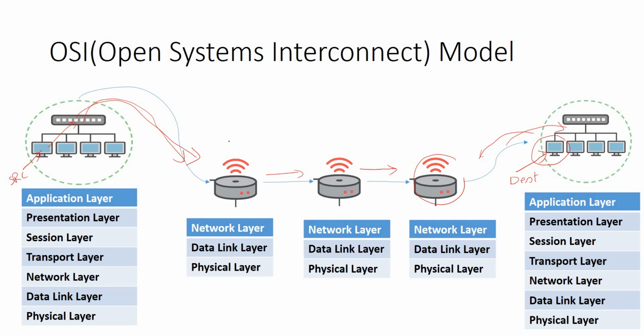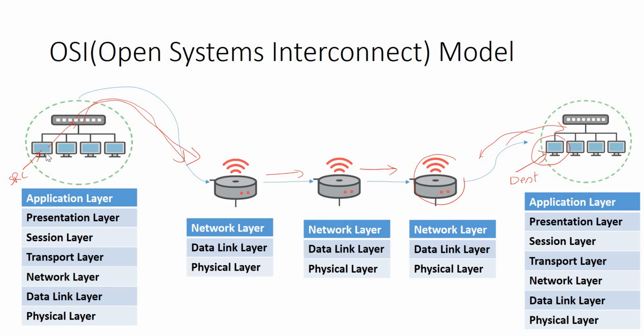So this is a very simplified network, but the actual network contains many computers, many subnetworks, many switches, and many routers. So the data flows from the source computer via switches and routers to the target computers. Now let us explain the function of each of the layers. Let us start with the bottom layer, which is the physical layer.